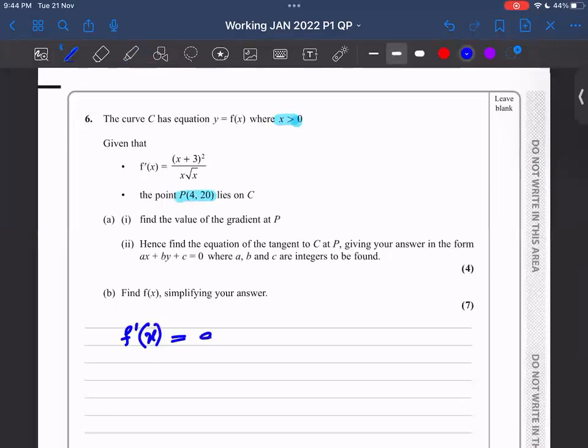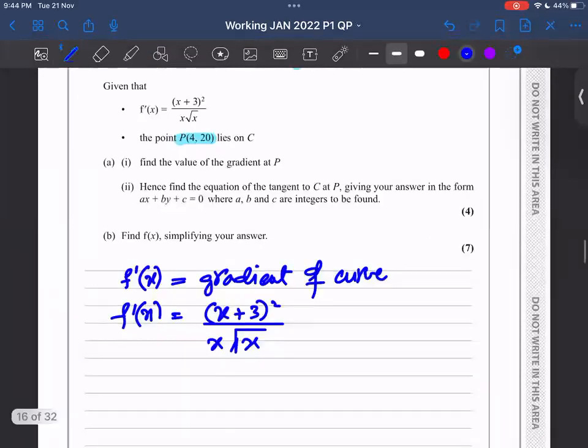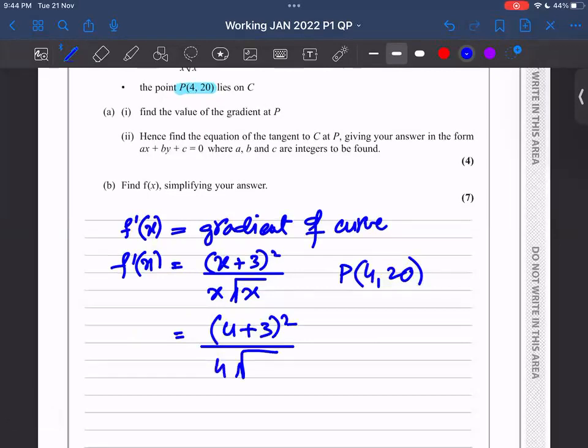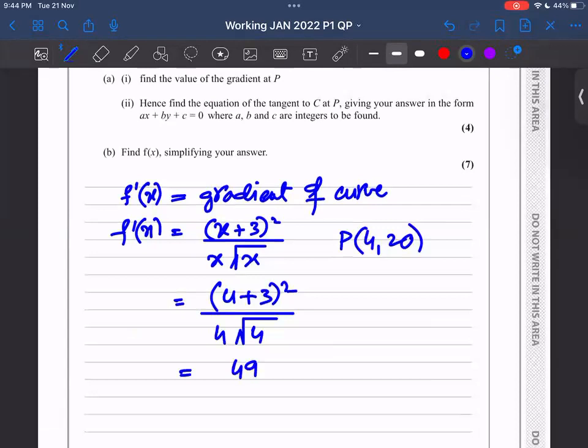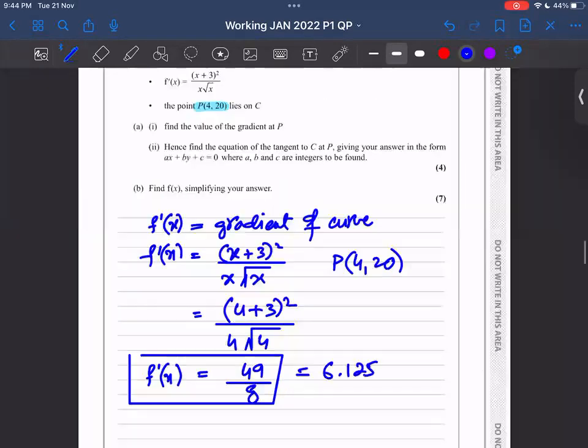This f dash x is basically your gradient of the curve, which means f dash x is (x plus 3) whole square upon root x. They want to find the gradient at a particular point, that is P, which is (4, 20). So we are going to put the value of x in. There's only an x value here. So I'm going to write (4 plus 3) whole square upon root 4. 4 plus 3 is 7, 7 square is 49. Root 4 is 2, 4 twos are 8. This is f dash x, the gradient at point P. The value in decimal is also not recurring. It is 6.125. So that's fine also, if you want to write it like this.